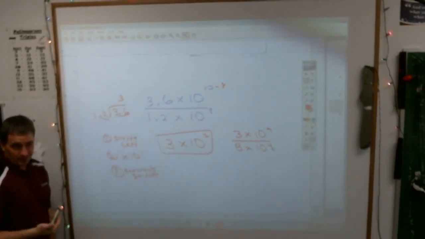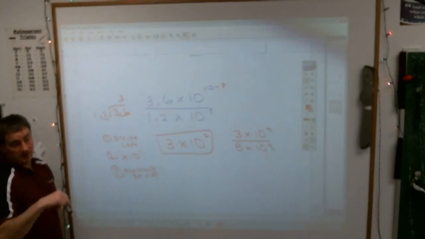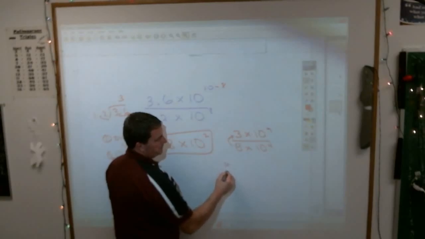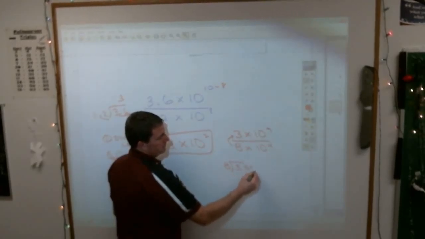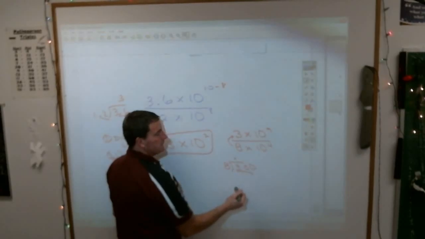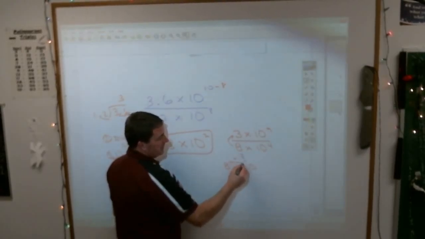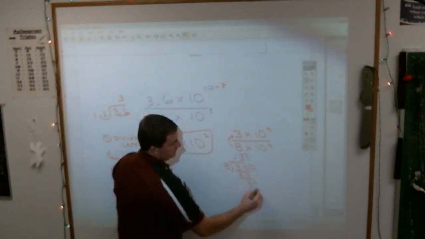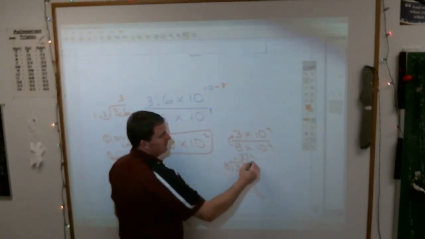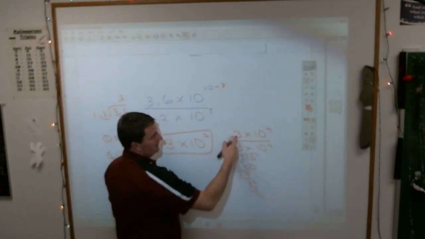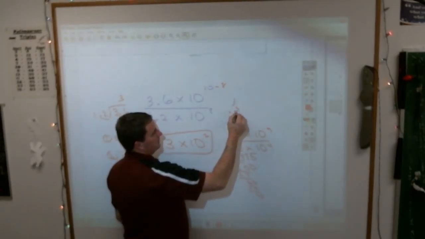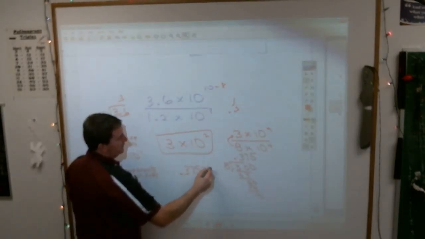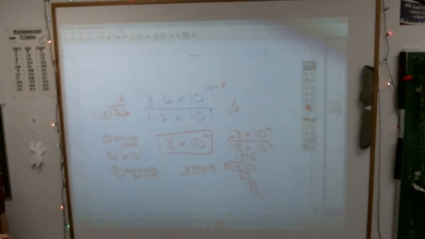Okay, this one you're probably actually going to have to do the work on, because unless you know what 3/8 is as a decimal, which you might, I'm going to have to divide 8 into 3. 8 goes into 30, how many times? 3 times, which is 24. 8 goes into 60, 7 times, which is 56. 8 goes into 40, 5 times. This is what I get when I divide 8 into 3. I get 0.375 times 10. What do I get for my exponent of 10 there?